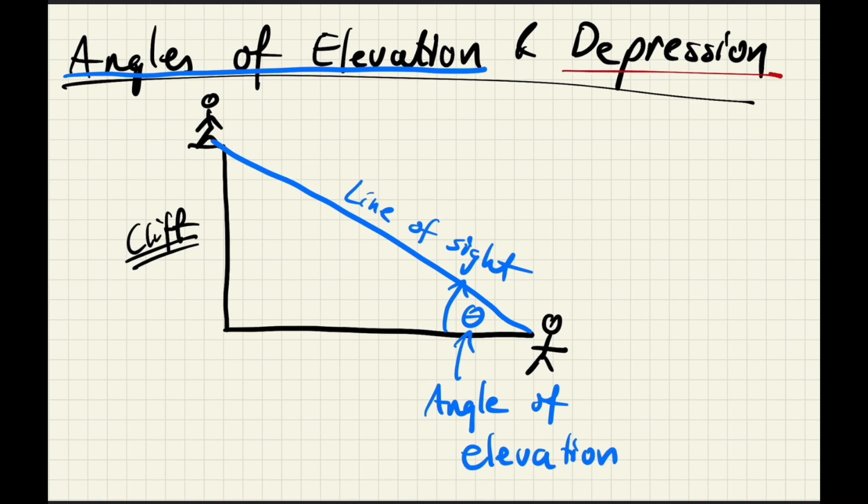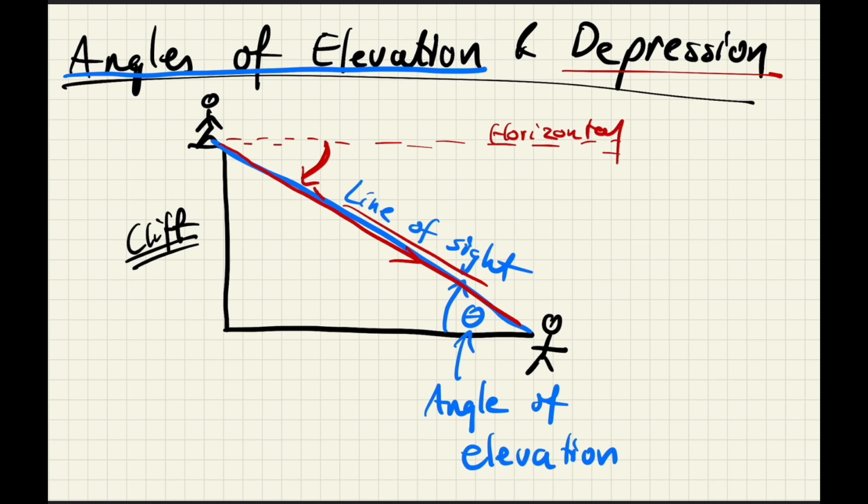Conversely, angles of depression. Imagine your friend is looking horizontally, and then looking down at you this way. This is their line of sight. The angle of depression is the angle between that horizontal here and their line of sight to you. This is your angle of depression here.